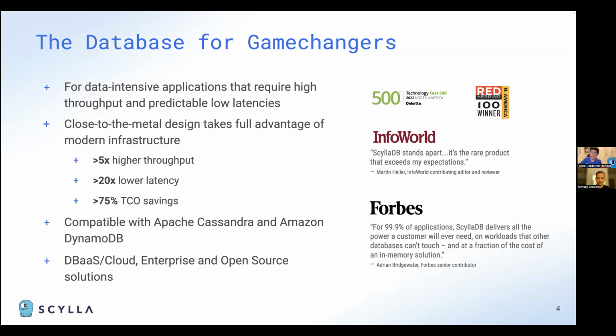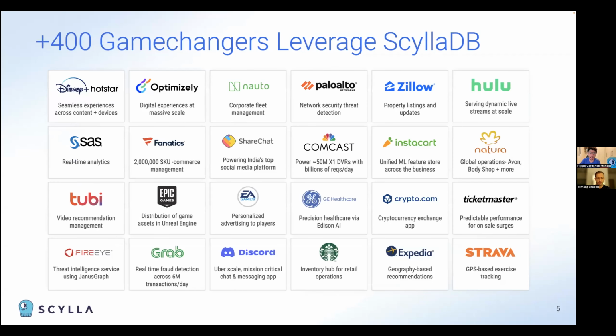Now, for those of you who are not familiar with ScyllaDB yet, it is the database behind game changers. Organizations whose success depends upon delivering engaging experiences with impressive speed. ScyllaDB was built with a close-to-the-metal design that squeezes every possible ounce of performance out of modern infrastructure. This translates to predictable low latencies, even at high throughput. And with such consistent innovation, the adoption of our database technology has grown to over 400 key players worldwide.